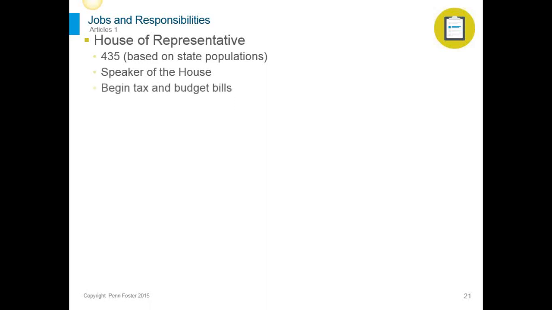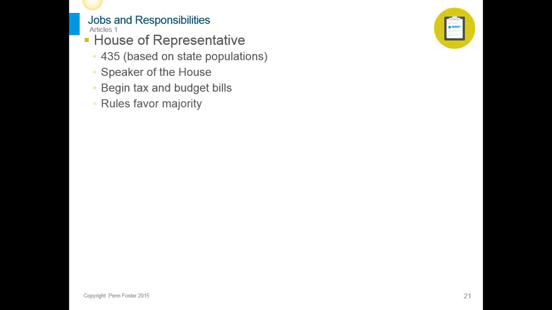By law of the Constitution, the House must begin all tax and budget bills. The reason is that at the time the Constitution was written, the members of the House were the only people at the federal level elected directly by the people of America. Our founders believed that because they were the closest to the people they represented, it was only right for tax and spending bills to start with the people closest to the voters.